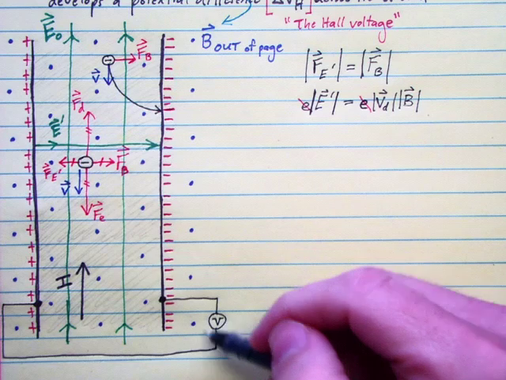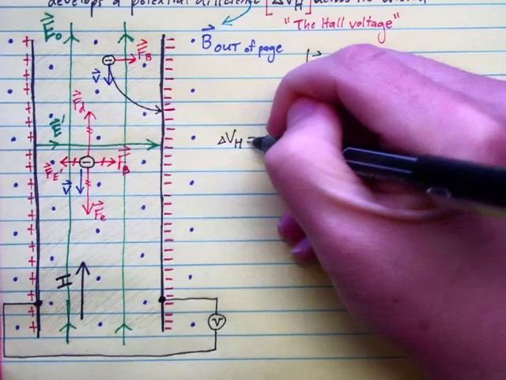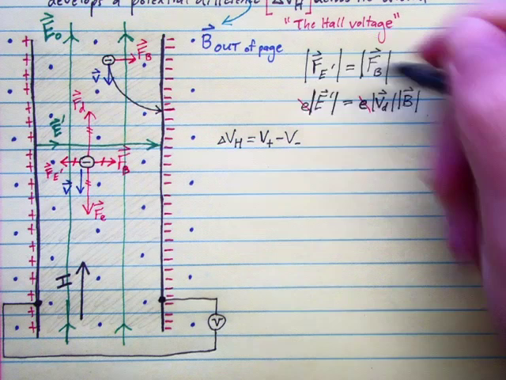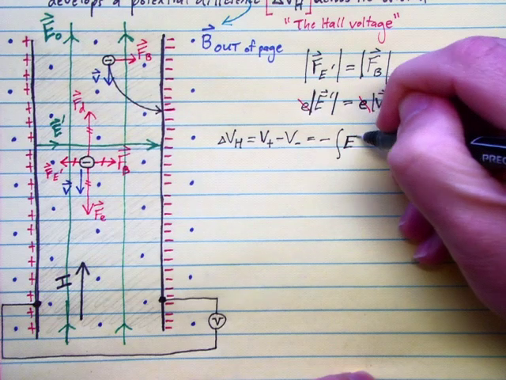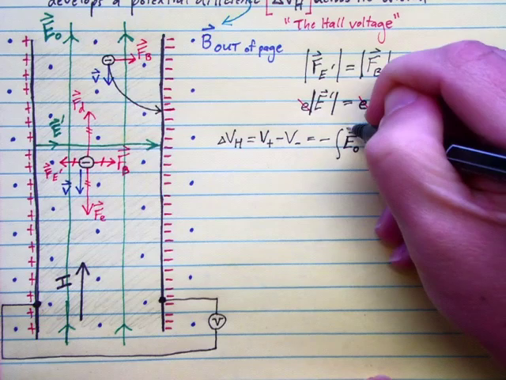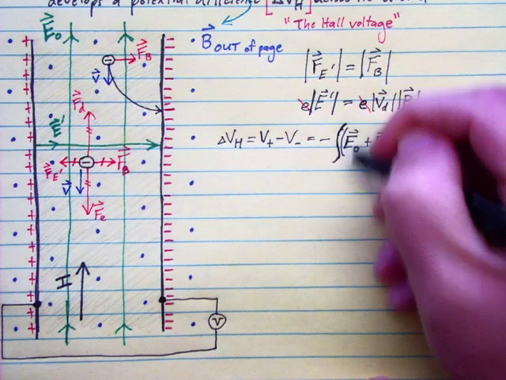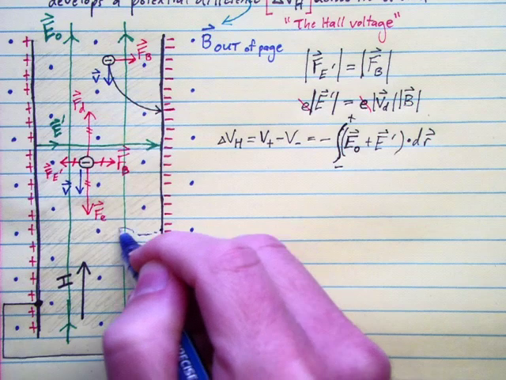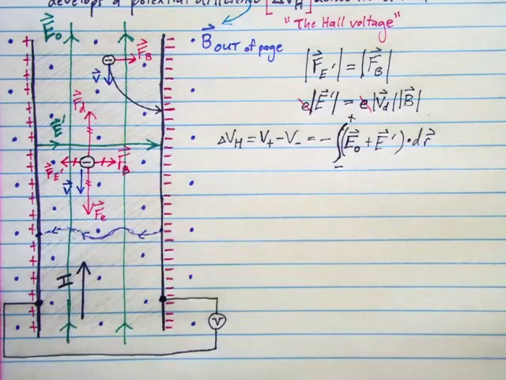Okay, let's find an expression for that Hall voltage. So this delta V H for our Hall voltage should be the potential at the high potential side minus the potential at the low potential side, so V plus minus V minus. That's the opposite of the integral of our E field in this region. And our E field in that region will be the sum of the primary E field plus our secondary E field, minus those dot dr as we go on a path from the negative side to the positive side. So our path would be starting here and integrating to there for our path integral.